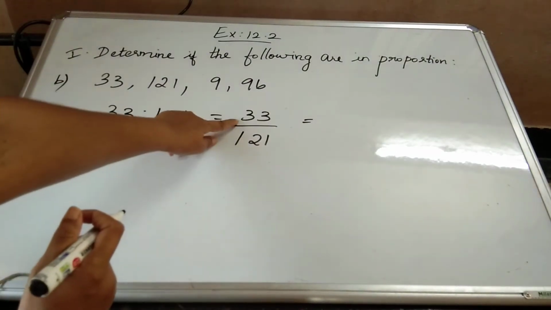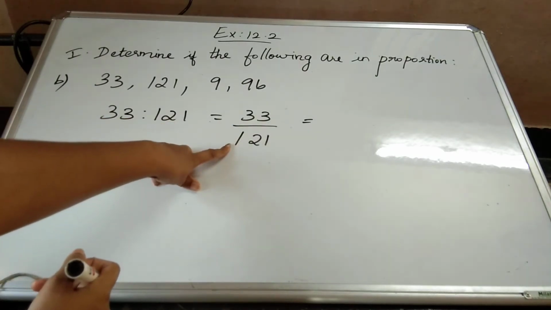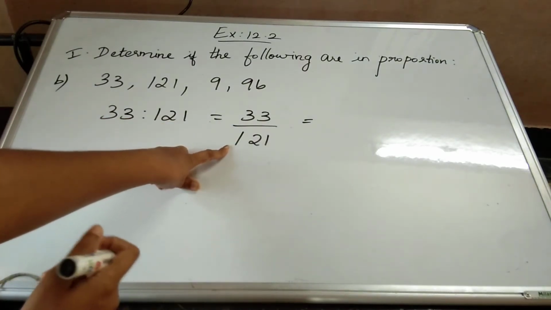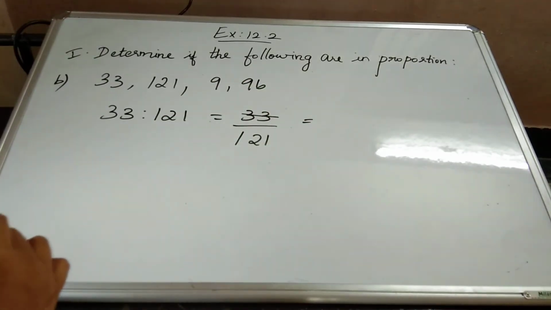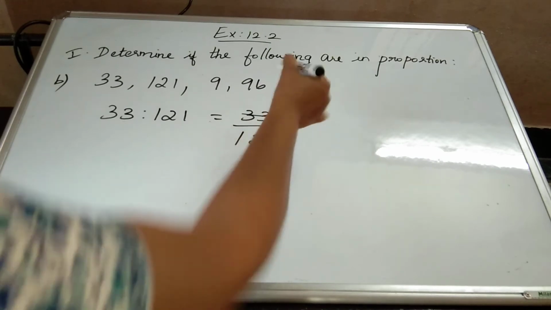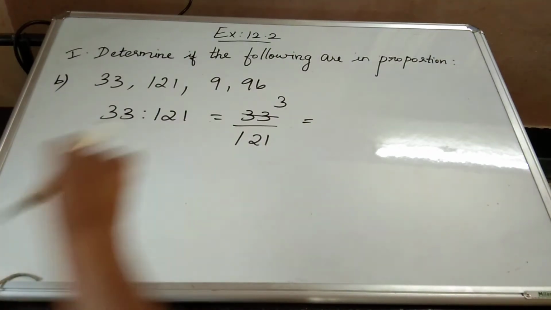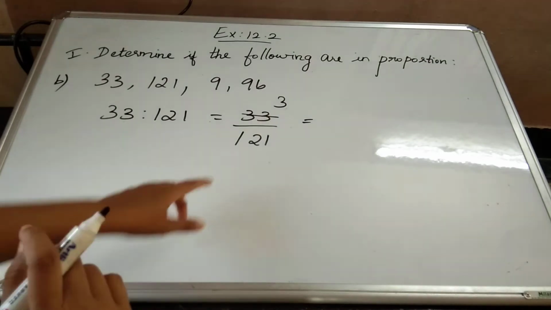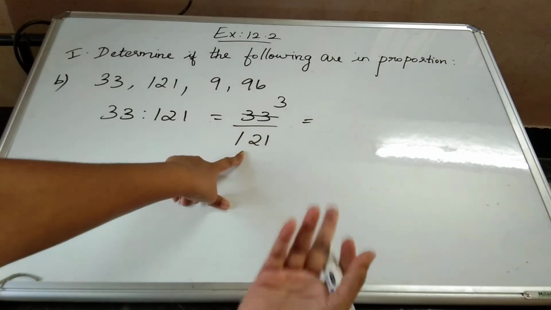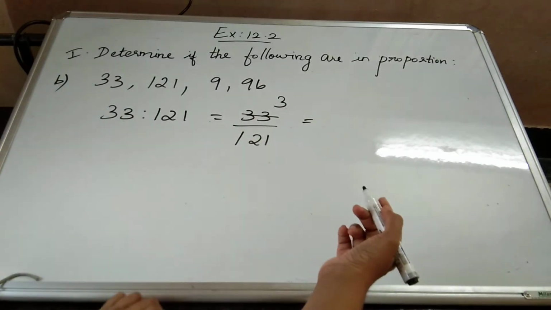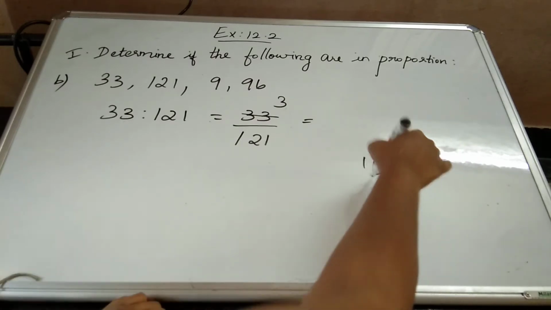So 33 and 121. Which table can I take? Can I take the 11 table? Yes. So I am cancelling 33 and writing 11 3s are 33. Now 121, children. The 11 table. You can find it by dividing also. So 121 divided by 11.